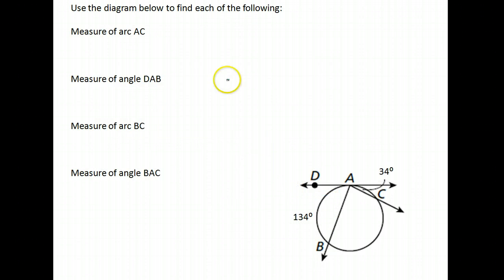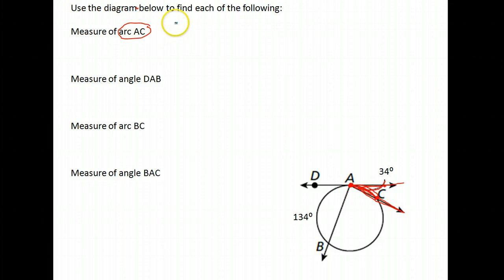So let's try that out with this picture. Here's our first one, find the measure of arc AC. So again, arc means to go on the curve of the circle. Start at A, go to C. So that's a pretty small arc. Notice we are given the angle that creates the arc, okay? This little angle here is 34 degrees. It creates our arc from A to C.